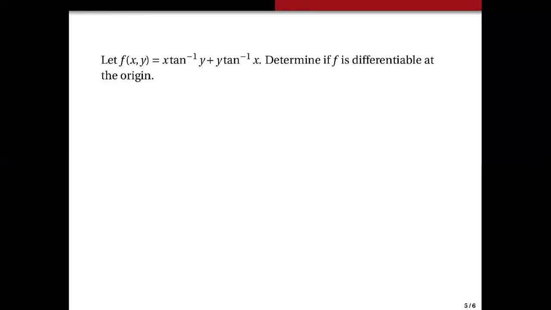For our last example here, let f of x comma y equal x tangent inverse of y plus y tangent inverse of x. We want to determine if f is differentiable at the origin. You can use the definition, but that would be hard. So we will use a theorem: we look at the first partial derivatives of f and check if they are continuous at the origin. If so, then the function is differentiable. I hope you remember that theorem.